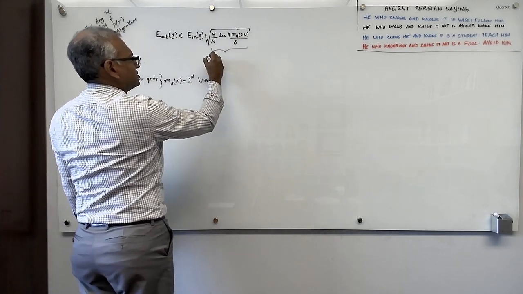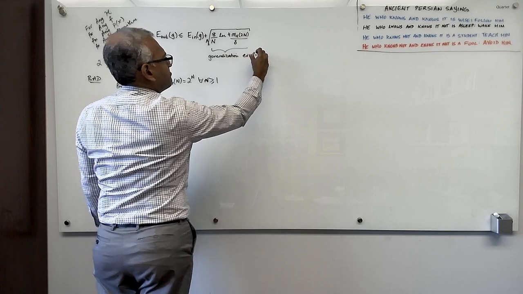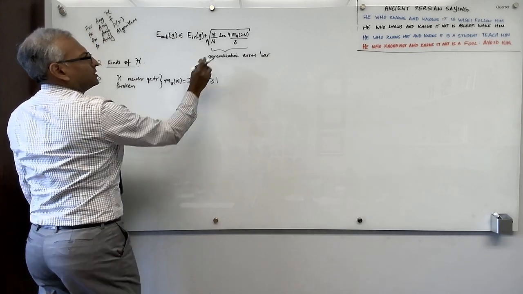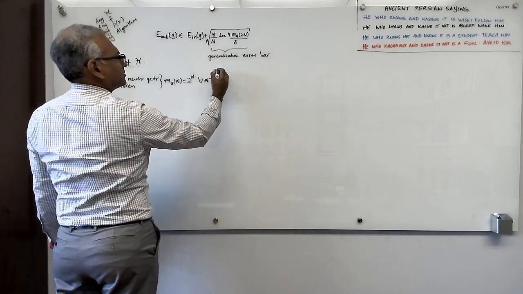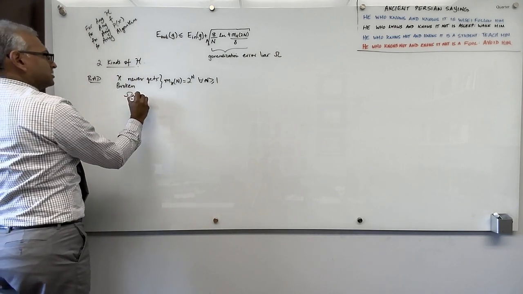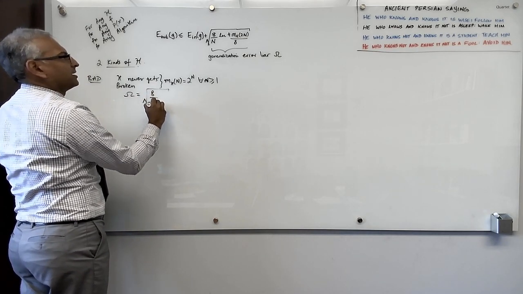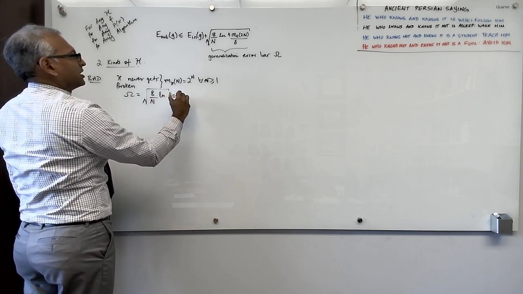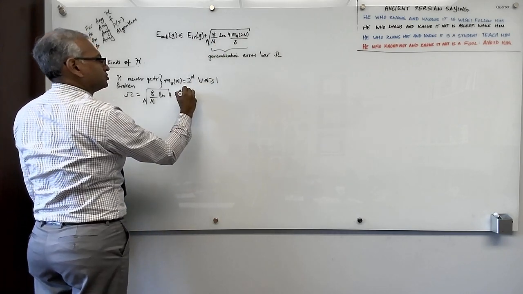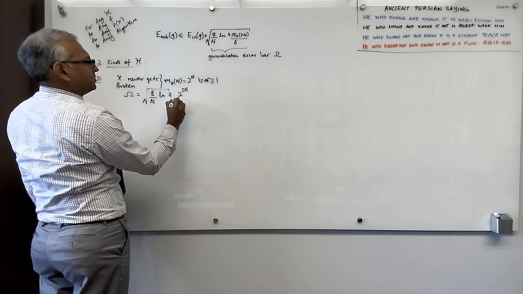We call this the generalization error bar, omega. So in this case, omega is equal to the square root of 8 over n log 4 times 2 to the 2n over delta. Sorry, 2 to the 2n, because it's m sub h of 2n.